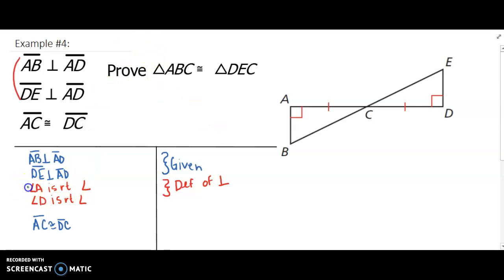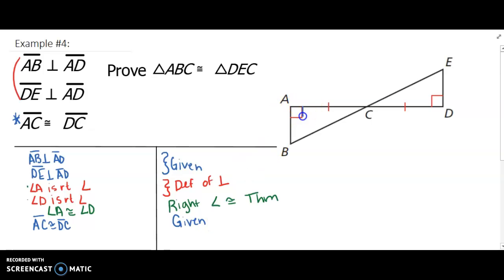Okay, well, what do we know is true about all right angles? We know all right angles are congruent by the right angle congruence theorem. That was way back in chapter 1. Right angle congruence theorem tells us that all right angles are congruent. All right, then we're given that AC and DC are congruent, so that's given.